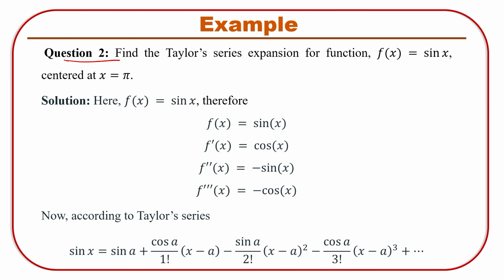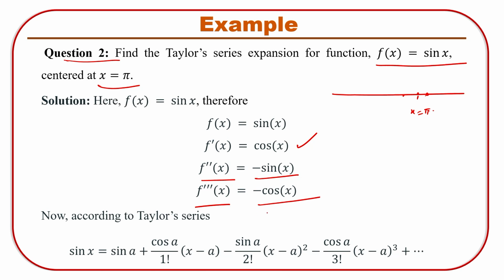Now, based on the same criteria, example 2, question 2 has been asked: find the Taylor series expansion for a function f(x) equal to sin x at x equal to pi. That means, given x equal to pi, you have to find the Taylor expansion of f(x), right. Doing the same thing, firstly I will find the first derivative f'(x) equal to cos x, f''(x) is minus sin x, f'''(x) is minus cos x, the fourth derivative is plus sin x, and so on.